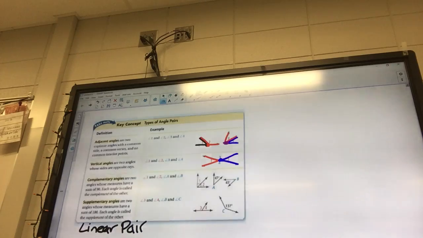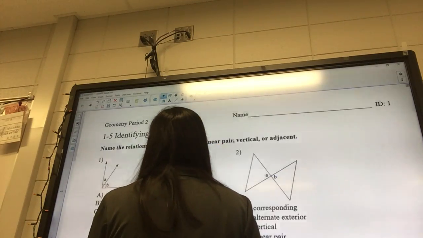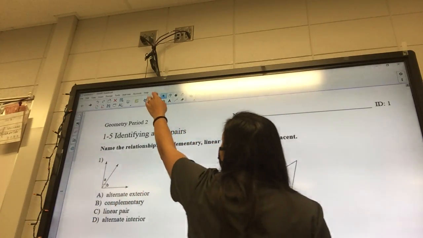So it says name the relationship: complementary, linear pair, vertical, or adjacent. Where's the sheet? Okay, and what's another word for a linear pair?